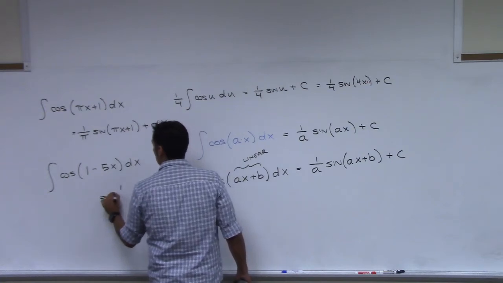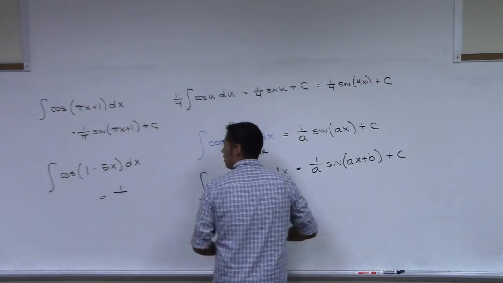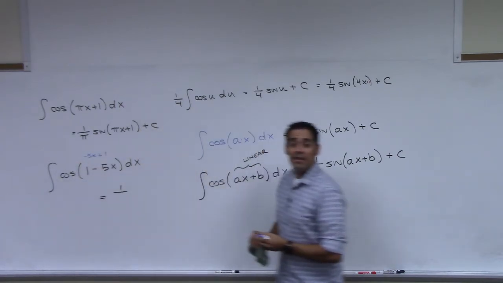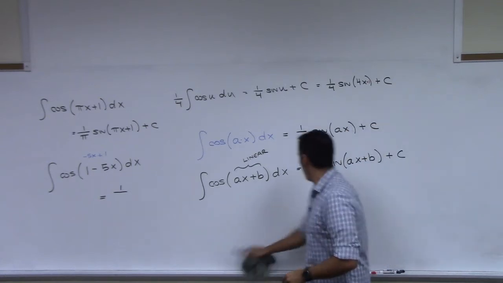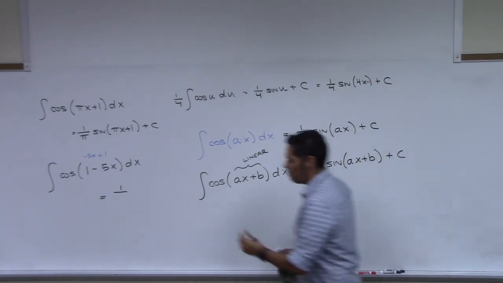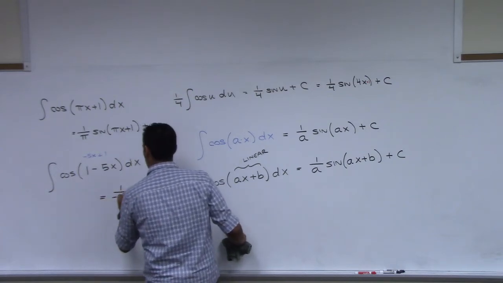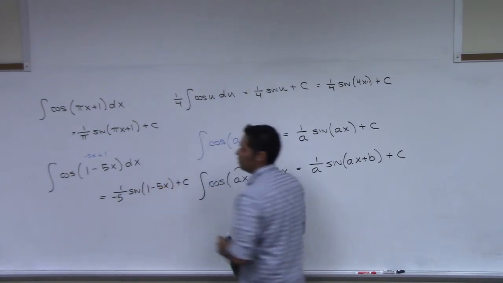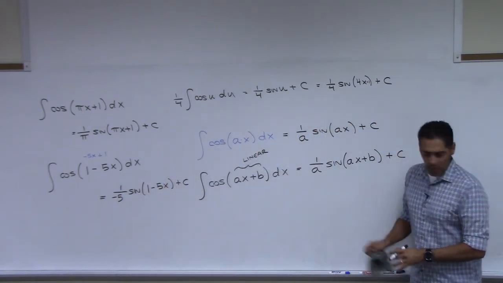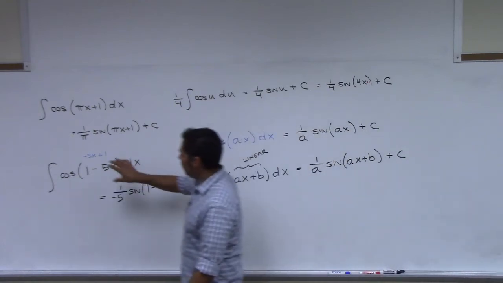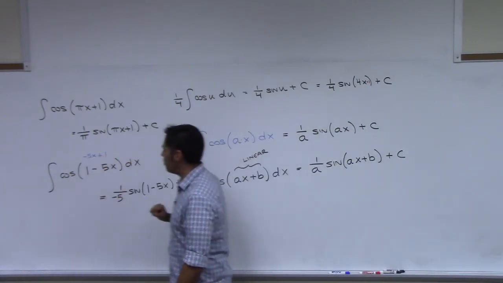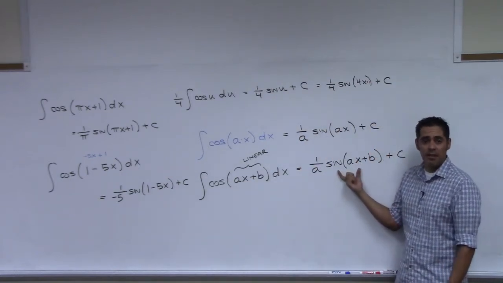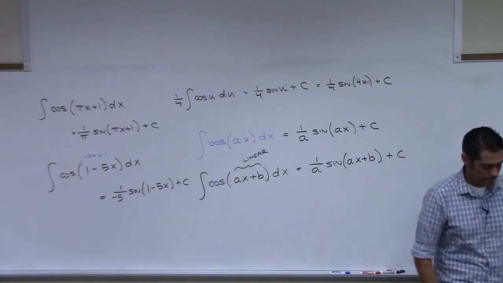Okay, so I tried tricking you intentionally here. This is the same as negative 5x plus 1, isn't it? So a is negative 5. And the formula is 1 over a. So it's going to be 1 over negative 5 sine of 1 minus 5x plus c. What you want to focus your attention on is that if you have a linear expression sitting inside of cosine, the antiderivative is just sine of that same thing, but scaled by 1 over a. Does it have to be cosine?